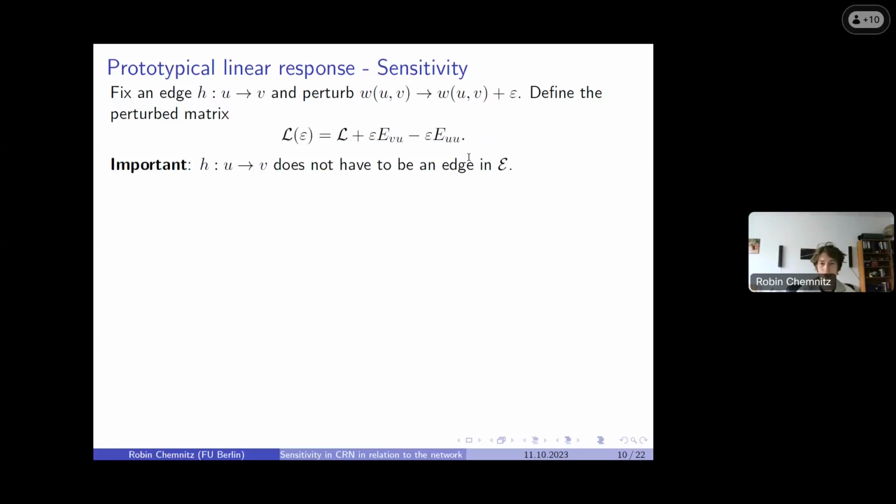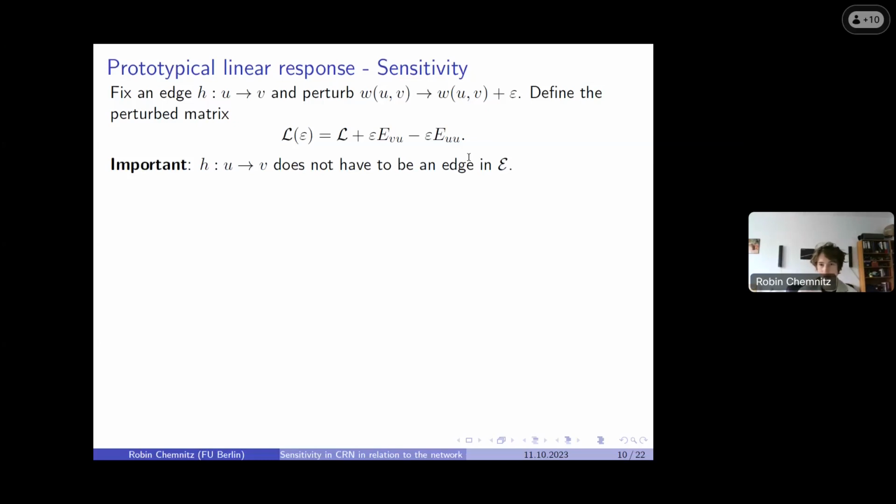One important thing is that we can do this for any pair UV. UV does not have to be an edge yet. The matrix doesn't care. If the edge from U to V is not an edge yet, then we add an epsilon to 0. Imagine the edge was there, but it just had weight 0. Then we can still increase the weight by epsilon, or decrease the leaving rate by epsilon. So this edge UV doesn't have to be an edge yet.